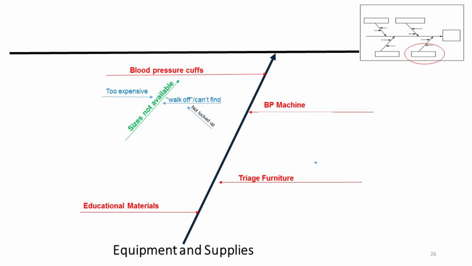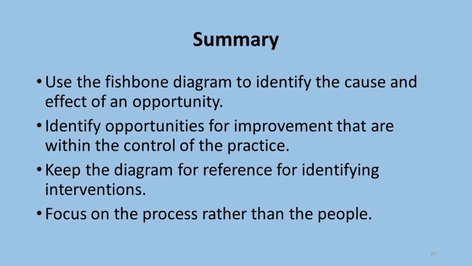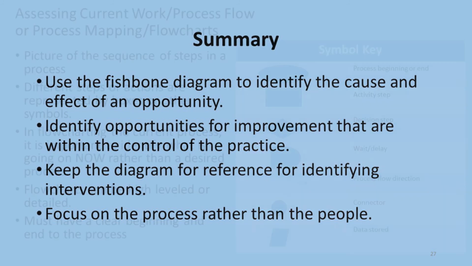For issues related to the automated BP machine, the cause may be related to calibration or it may be outdated. Ask why. Staff didn't know about the necessity of calibrating. Why? Weren't taught, etc. Are these things within the practice control? The team decides. Think about what else the team can add by asking why. Consider what the practice controls in this example. In summary, use the fishbone diagram to identify the cause and effect of opportunity. Identify opportunities for improvement that are within the control of the practice. Keep the diagram for reference for identifying interventions and focus on the process rather than the people.